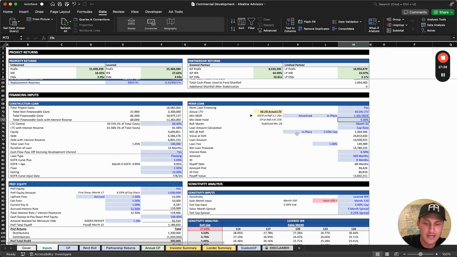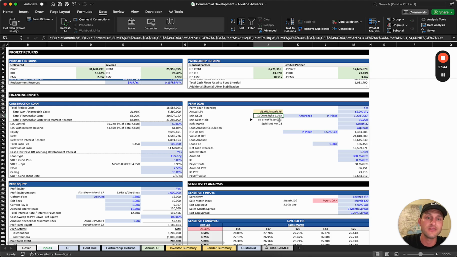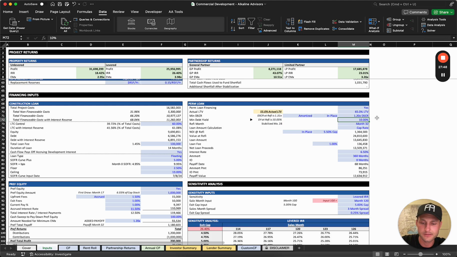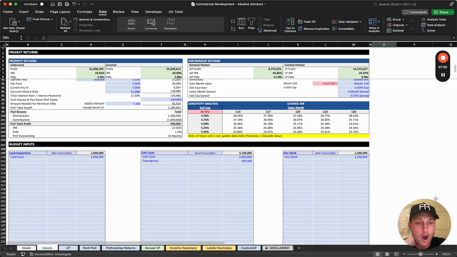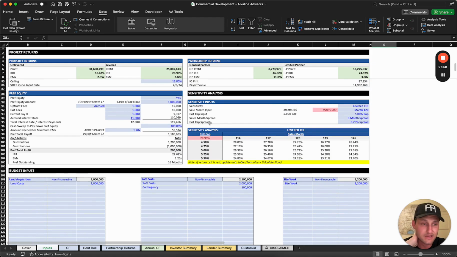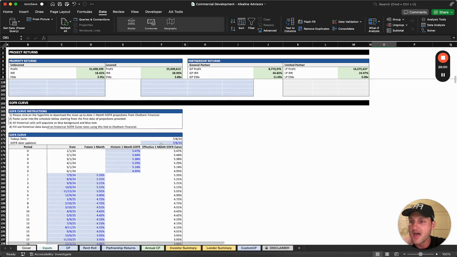We have the same thing with debt yield. So if we want a 10% debt yield, you'll see that drops again. Now our DSCR is 1.31 given that 10% debt yield. So let's move this to 5% and let's move this to 1.1 so we can get the full 65%. Great. The last two sections of this inputs tab are relatively straightforward. We have the sensitivities, which we'll talk about in a second, and then the SOFR.